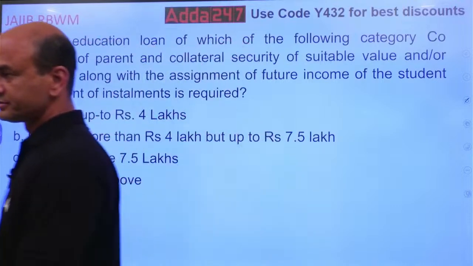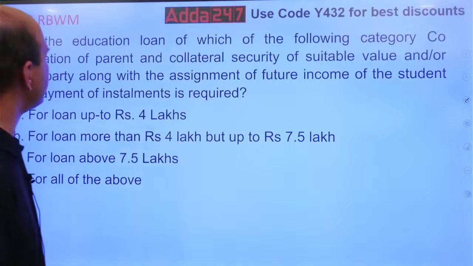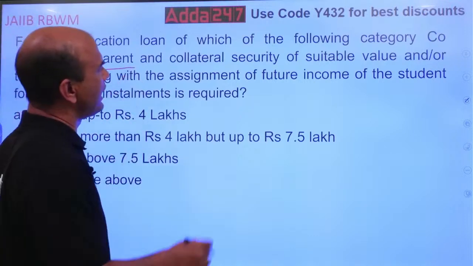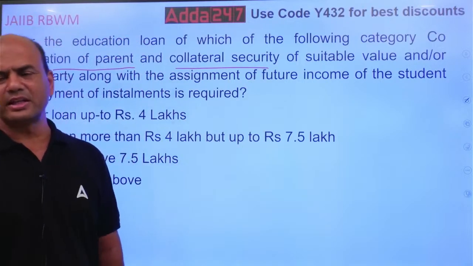Read this. For education loan, which of the following category? Co-obligation of parent and collateral security of suitable value or third party along with the assignment of the future income of the student for payment of installments is required. So what is the question here? Main question over here, look at it. Main question is co-obligation of the parent means co-borrower and collateral. Where do you take collateral and co-borrower? Simple question in education loan.